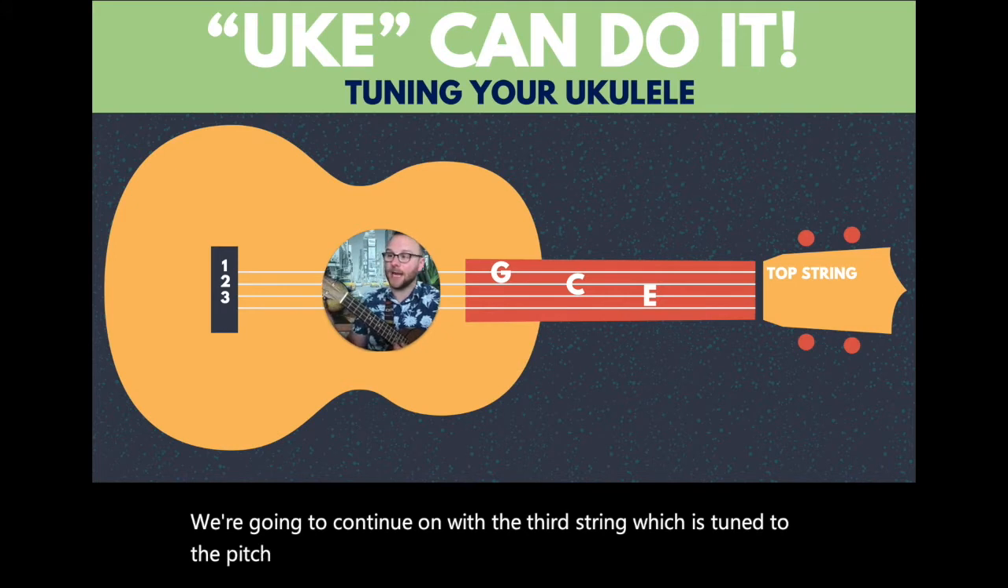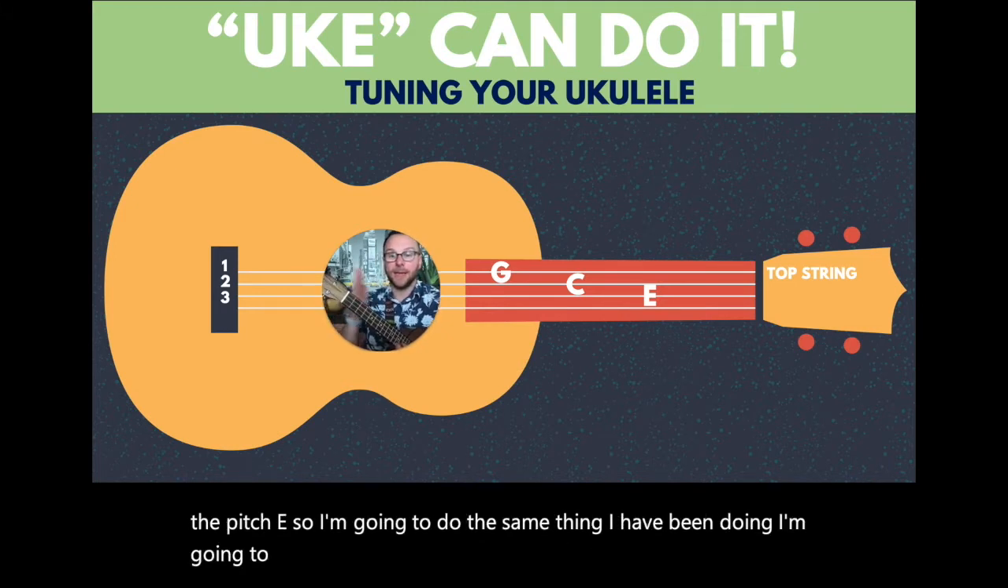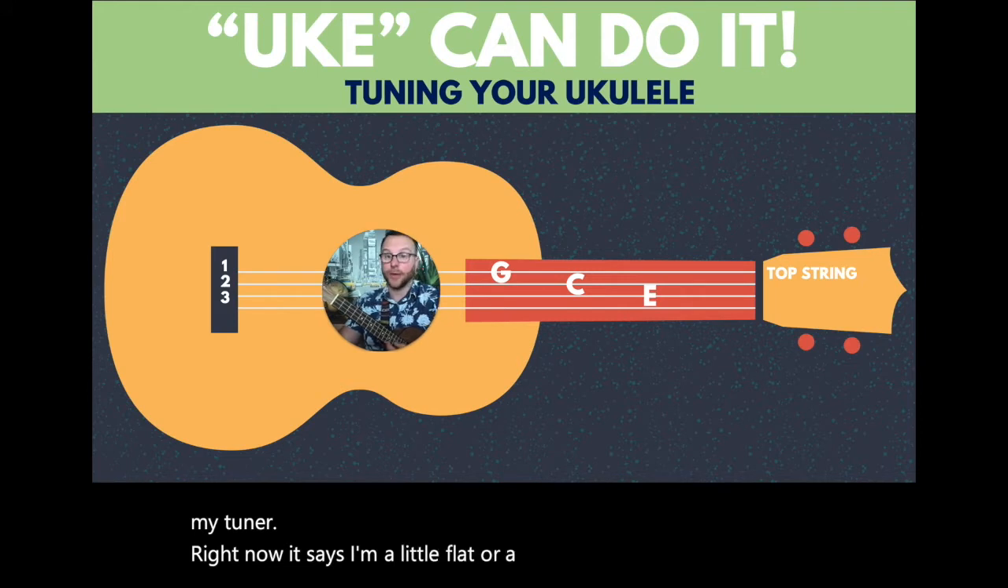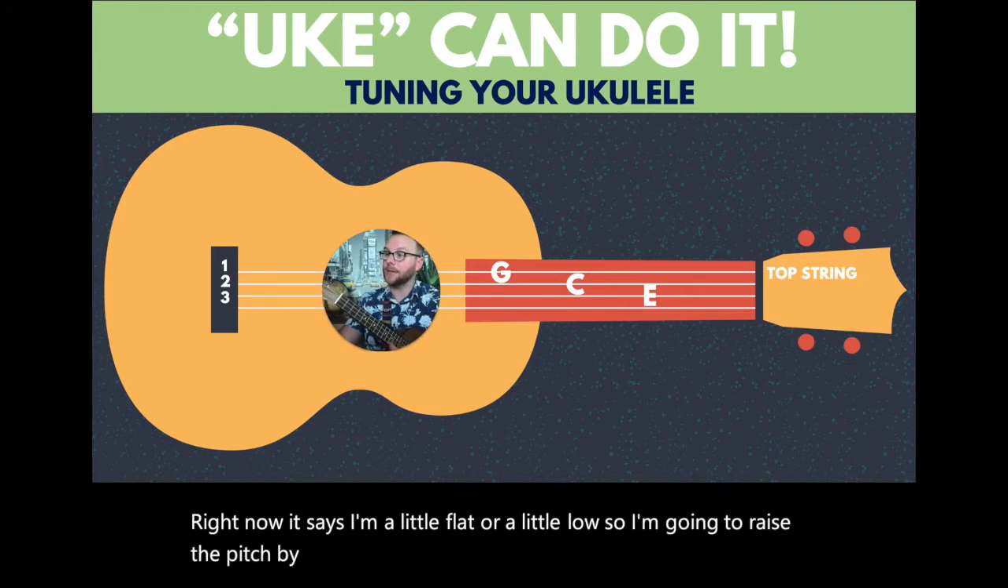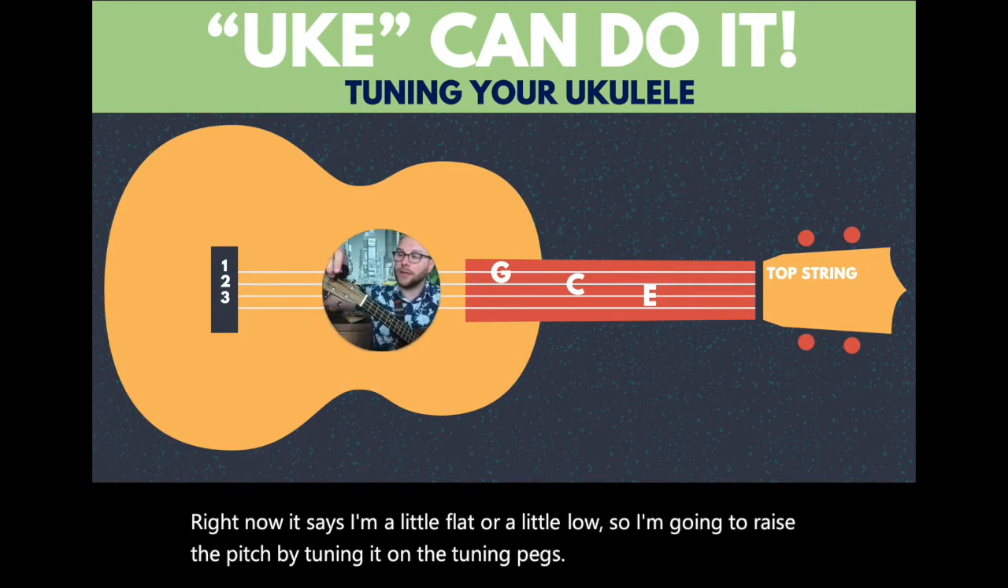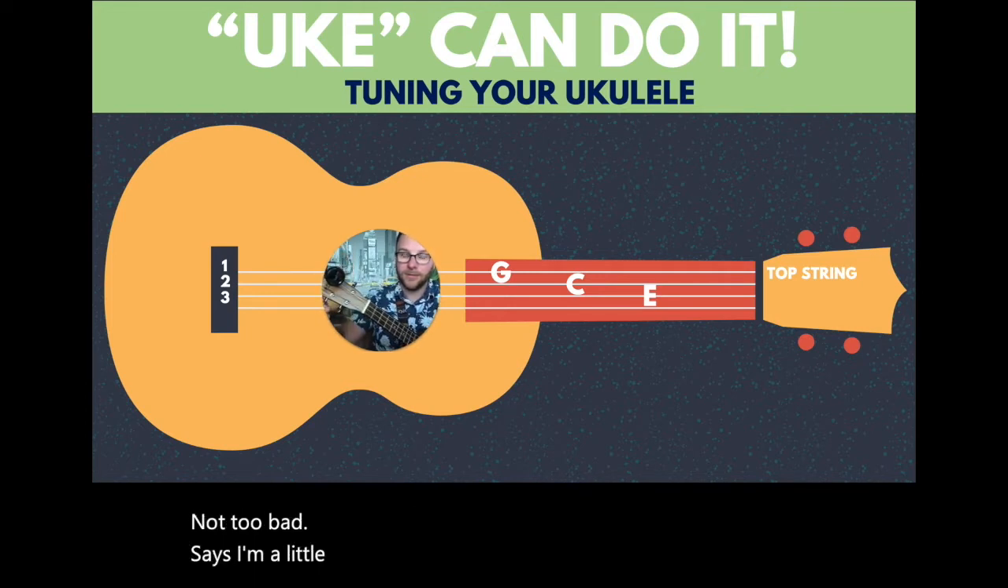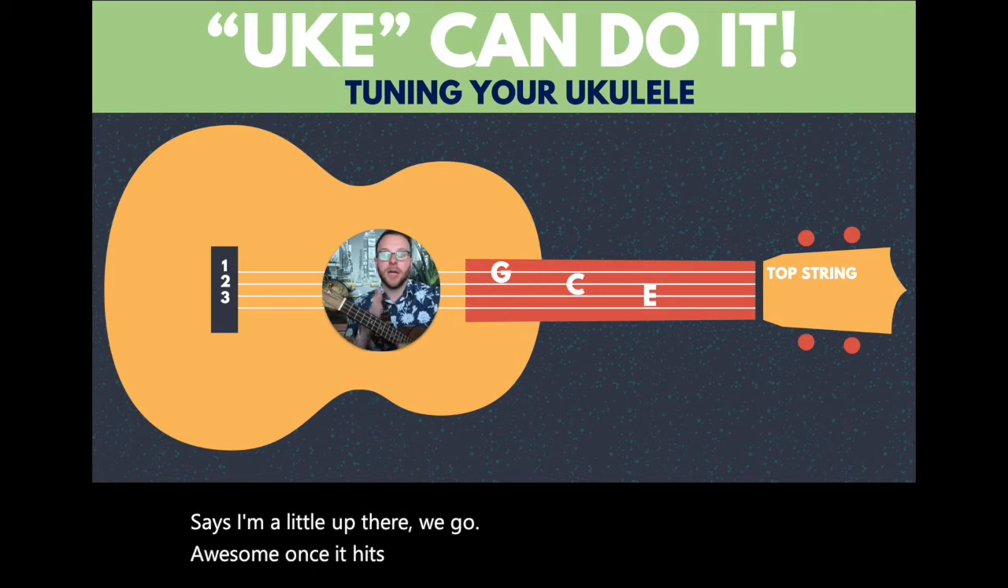We're going to continue on with the third string, which is tuned to the pitch E. So I'm going to do the same thing I have been doing. I'm going to continuously pluck until I hit that note dead center on my tuner. Right now it says I'm a little flat, or a little low, so I'm going to raise the pitch by tuning it on the tuning pegs. Not too bad. Oh, there we go. Awesome. Once it hits that dead center mark consistently, then you're finished tuning that string.